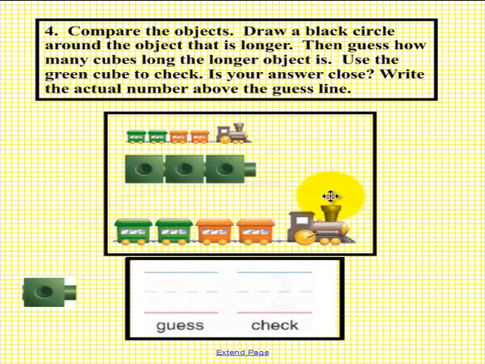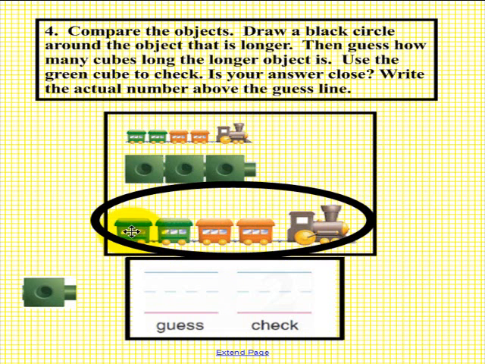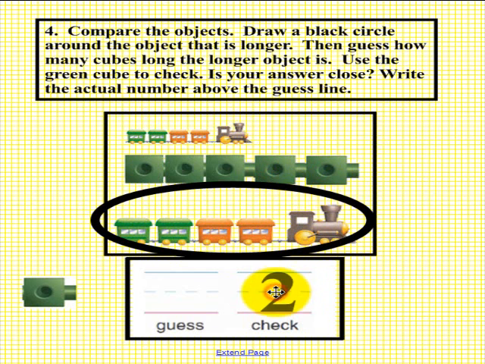Okay, your answer should be here. This is the larger or longer train. How many cubes is it? Is it 1 or 2? It is 2. Let's check and see. If you wrote the number 2, excellent. Way to go. Amazing. Unbelievable.